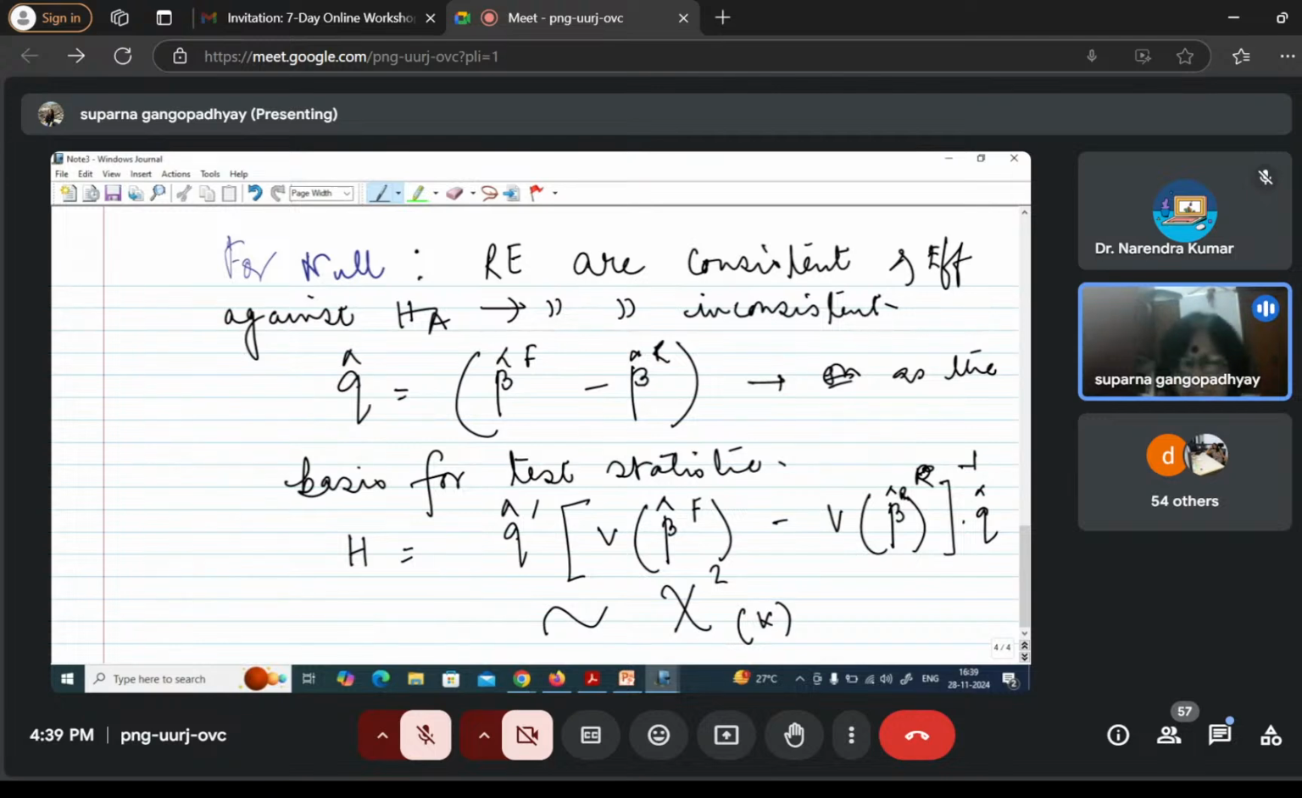Now, what is the decision rule? If your chi-square is greater than the table value of chi-square at the chosen level of significance alpha and the chosen degrees of freedom K, we reject the null hypothesis. If you reject the null hypothesis, then REM is not consistent.